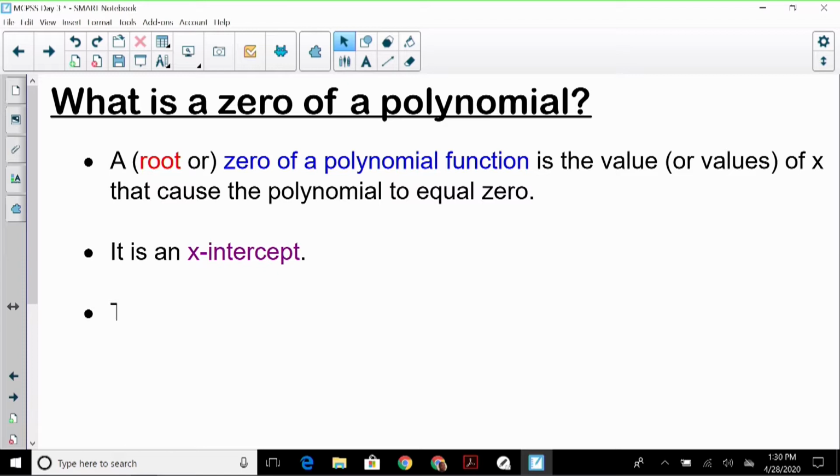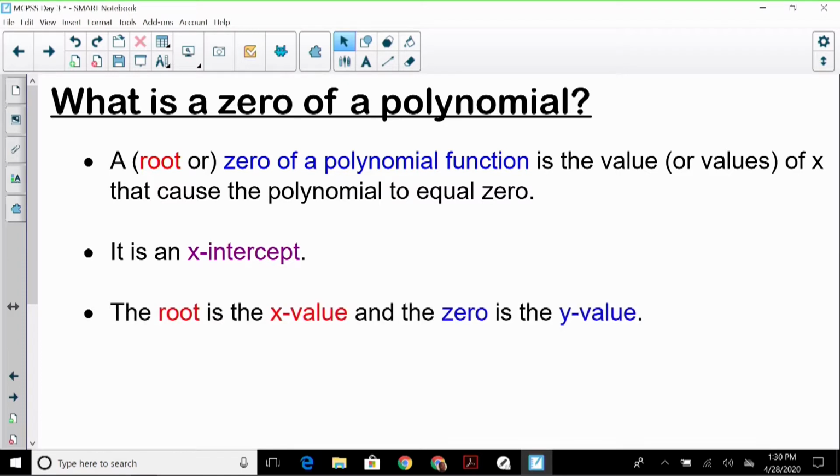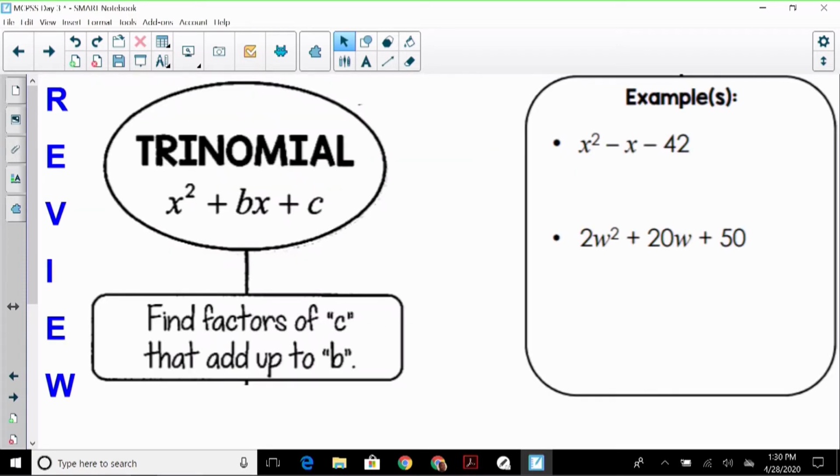That value, the root, is the x value and the zero is the y value. So let's get some review, going back to Algebra 1. Factoring trinomials, because this will assist us in finding the roots or zeros for polynomials.